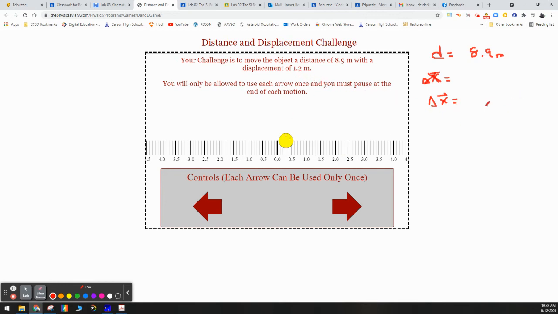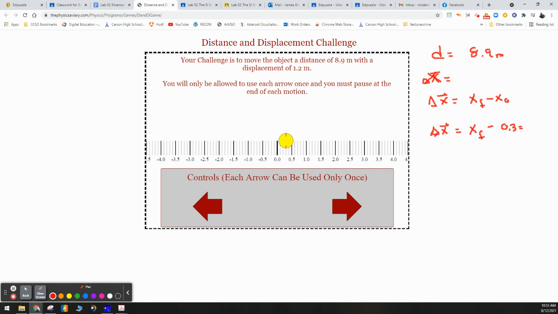What this means is that it's going to be the final x position minus the original starting position. That's delta x. So let's make sure we understand this. What is my starting position? Here's 0, this is 0.1, 0.2, 0.3. So we'll say our starting position is 0.3, and here is my final position.